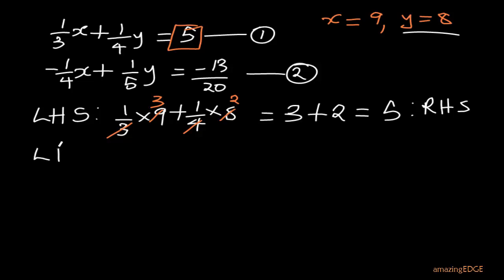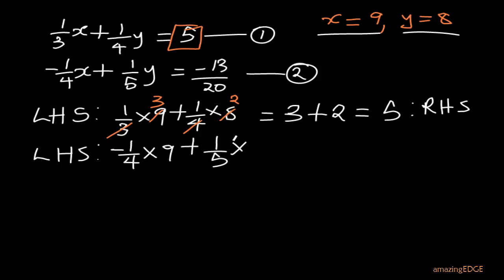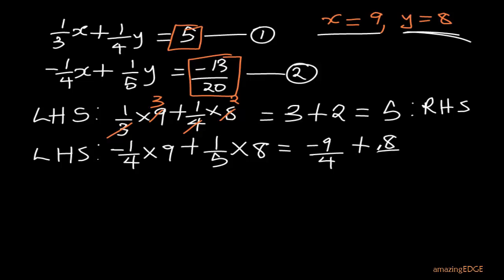So for equation 2, we look at the left hand side. You have minus 1 over 4x, which is the same thing as minus 1 over 4 times x. What is x? x is 9. Plus 1 over 5 times y. What is y? y is 8. Let's see if this will give us minus 13 over 20, what we have on the right hand side. So here we have minus 1 over 4 times 9, which is minus 9 over 4, then plus 1 over 5 times 8, which is 8 over 5.